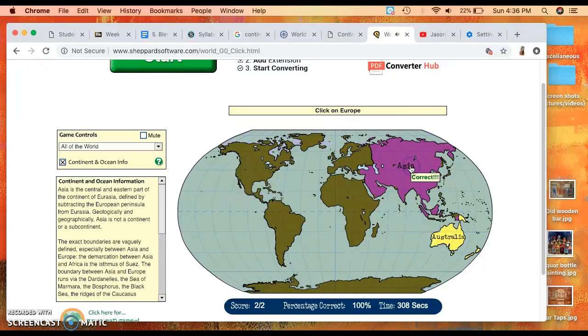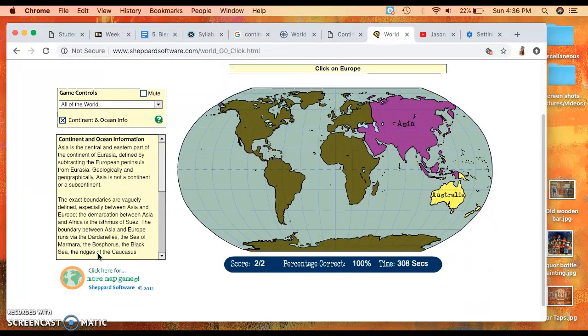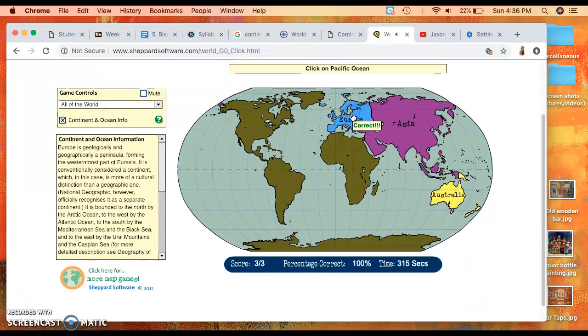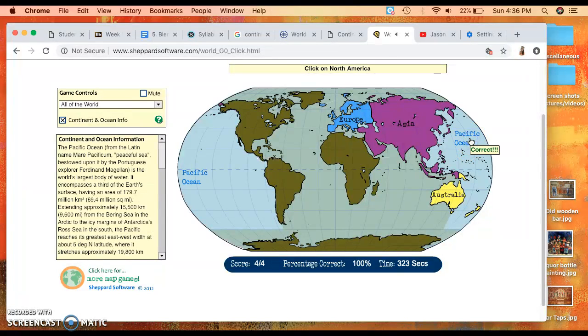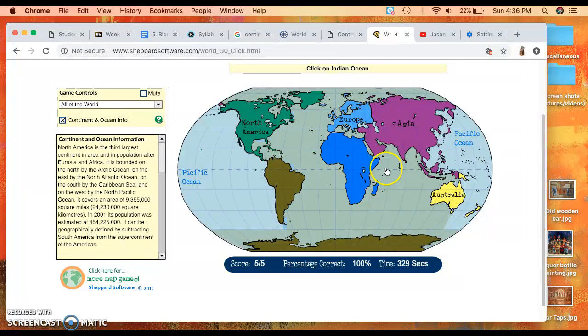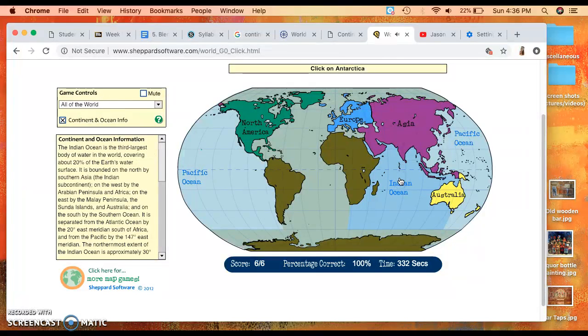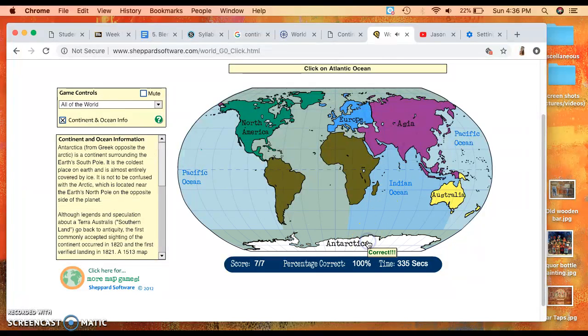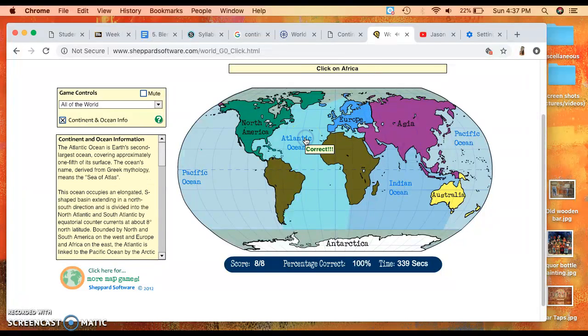Next is Asia. Europe. Again, we have information over here to help you remember it. Next is Europe. Pacific Ocean. We go to the Pacific Ocean, which again you can click on, west of the Americas or east of Australia and Asia. North America. We have North America, which is north of the Americas, the most northern one. Indian Ocean. Antarctica. Atlantic Ocean, in the middle of the Americas, Africa, and Europe.